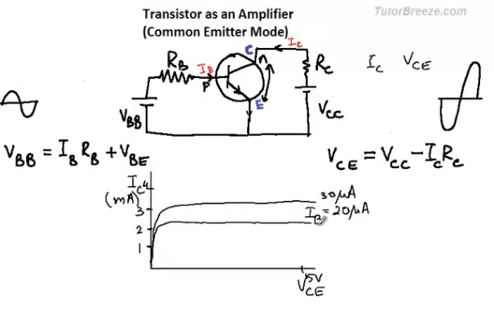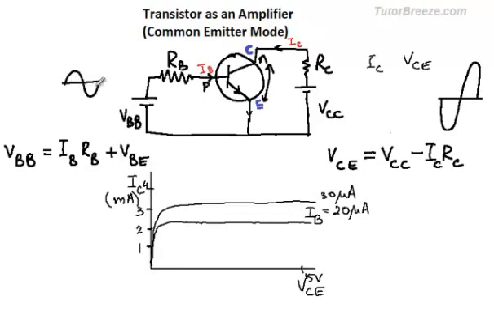If we were to decrease the base current from say 30 to 20, then the collector current would also decrease. This means that the input current is able to control the output current. So now for a transistor to work as an amplifier, we need to apply this input signal at the base.